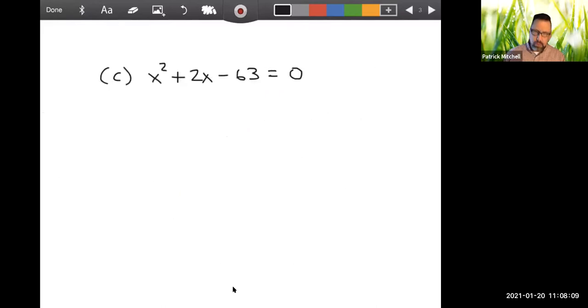All right, next we have letter C. So once I get my solutions for letter C, I will check them because I want you to see what that looks like. All right, so on a scale from 1 to 10, I'd say this one is a 3. It is in standard form. However, it is not factored. So we do have to factor this one.